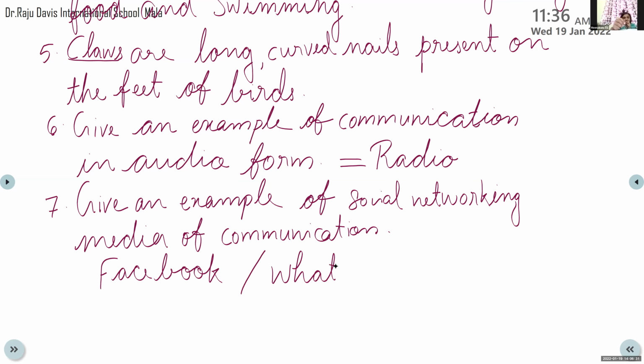Amazon, Flipkart. That's social networking shopping. That's what I told. And other things we already discussed.